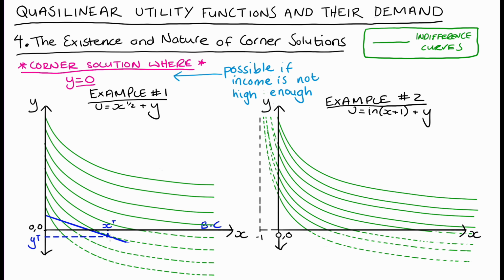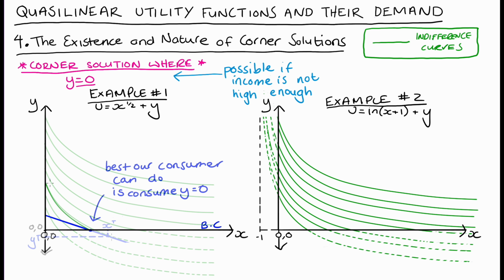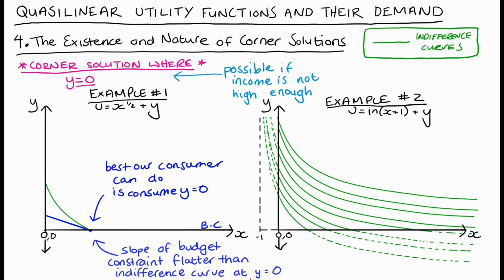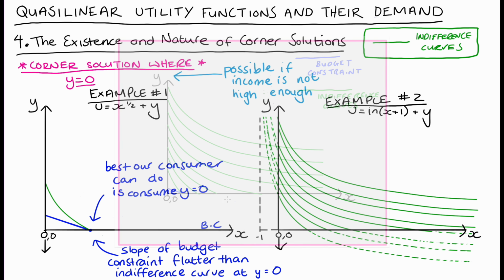So when our budget constraint is shifted in like this, we have very low income, we can't afford the x associated with the tangency point. Instead, in this case, the best that our consumer can do, given our budget constraint, is just to consume only x. So y is equal to 0. So it will be something like this. And you can see one of the features of this solution is that the budget constraint is flatter than our indifference curve at that corner. And so this is where we would get an income effect on x.